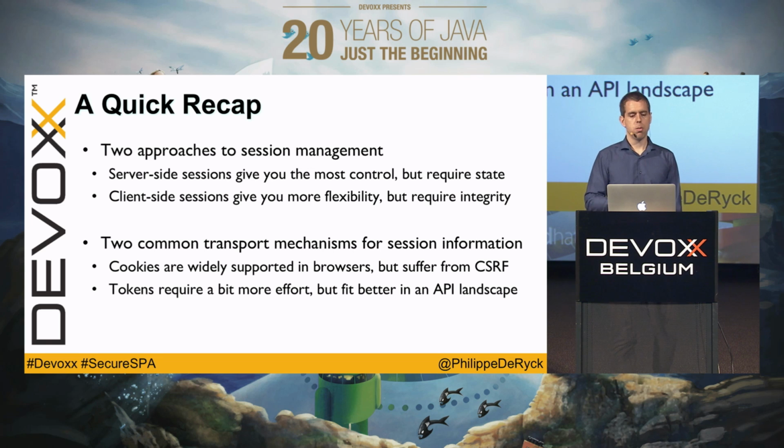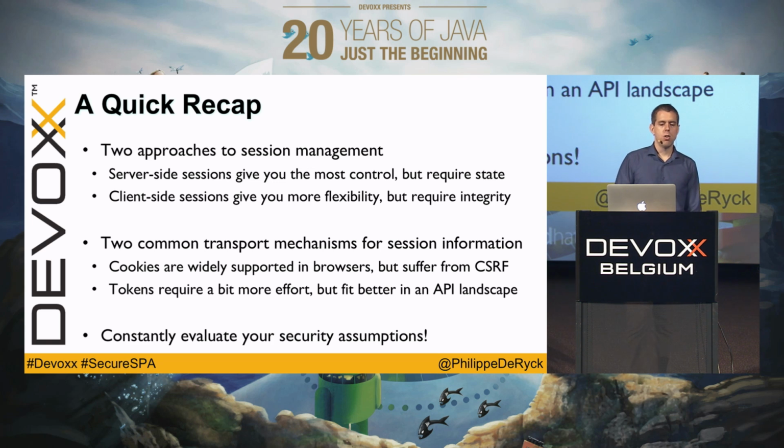I had some questions during the break about cookies and tokens, and essentially it boils down to cookies are supported, but they lead to CSRF. Tokens require a bit of effort by the developer, but they fit much, much better in an API landscape. It's much easier to pass a JWT token between microservices than to start passing the value of a cookie, for example. JWT is built for that. JWT contains an issuer. If your users identify with google.com and you get a JWT token in return, then you can inspect it and you see it's issued by Google. It's signed by Google. It claims that the user is philippe@gmail.com, for example. And that's essentially the goal.